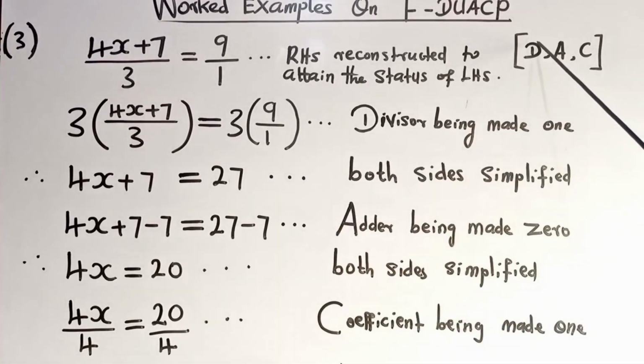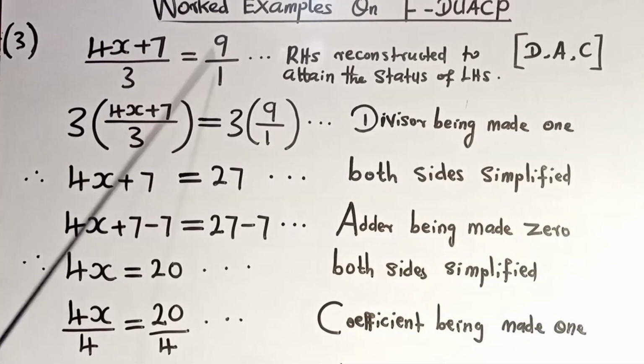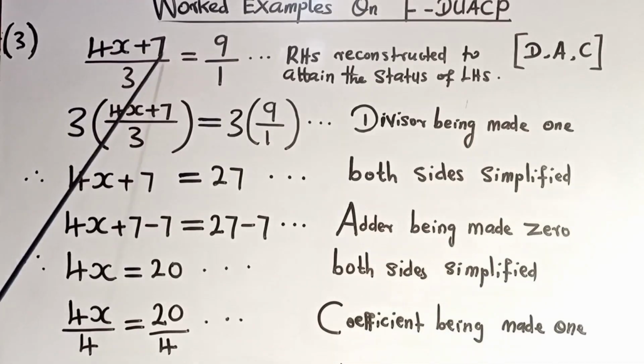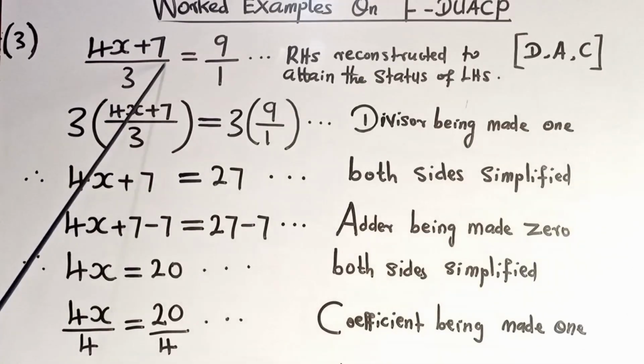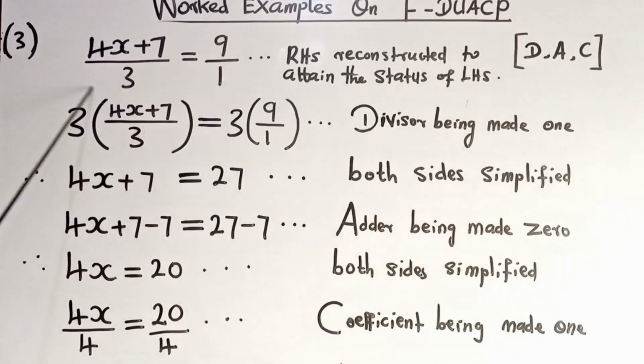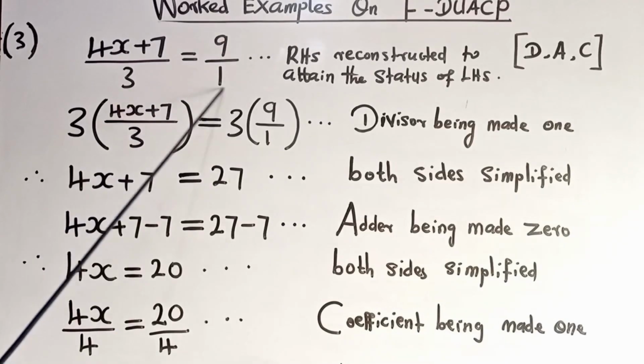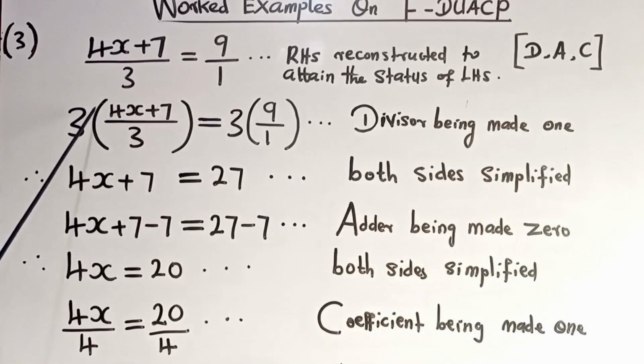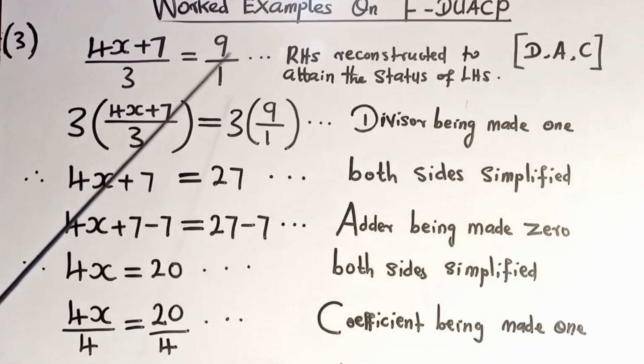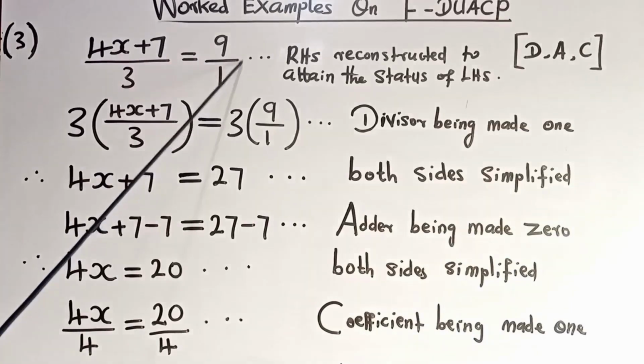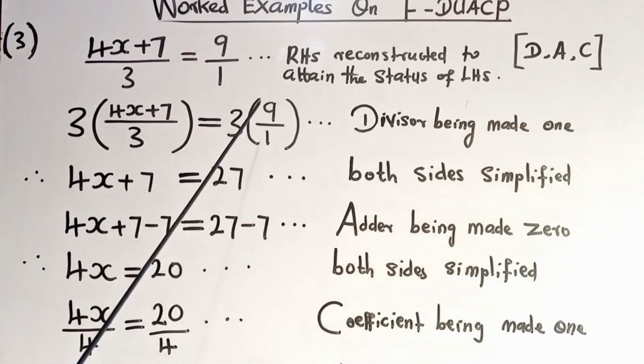Let us start with making the divisor become 1. As before, we look for the LCM of the denominators. The LCM of 3 and 1 is what? Is 3. Use that 3 to multiply each term in this expression. That is all of this times 3, and all of this times 3. See how we wrote all of this times 3. See it here. And look at how all of this times 3 is expressed. See it here.